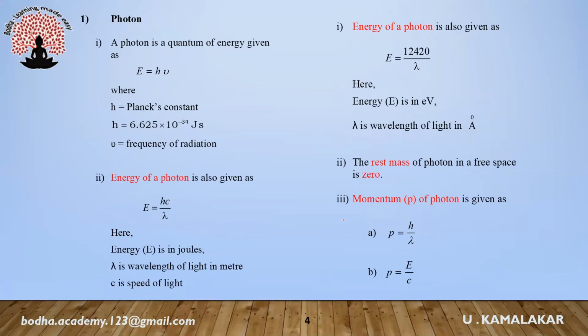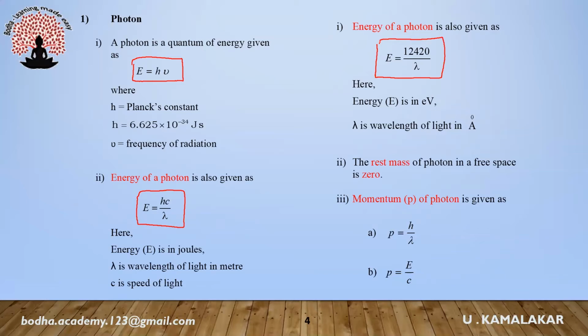Next, we'll discuss concepts related to photon. A photon is a quantum of energy given as E = hν, where h is Planck's constant and ν is frequency of radiation. The energy of photon is also given as E = hc by λ. In this formula, energy is in joules, λ is wavelength of light expressed in meters, and c is speed of light. Energy of photon can also be expressed as E = 12,420 by λ. In this formula, energy is in electron volt and wavelength λ is in angstroms.